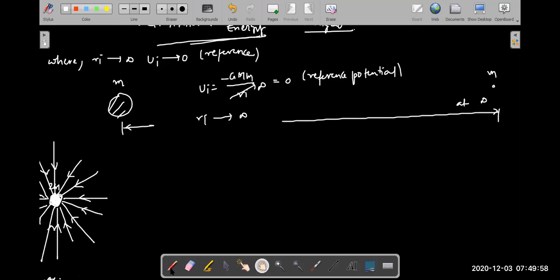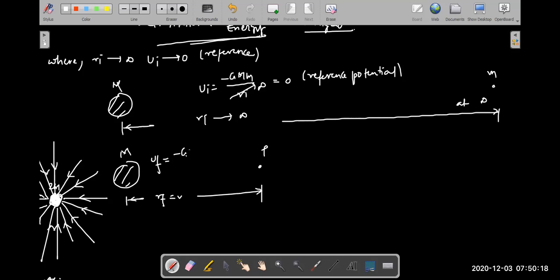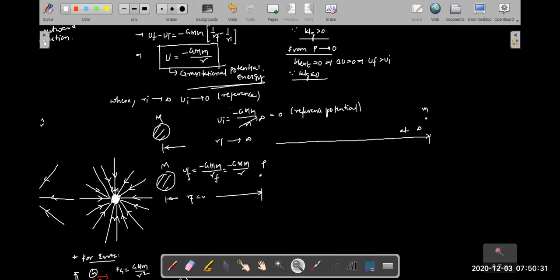Now, with respect to that, when you bring it into the vicinity of block M of mass capital M, if you bring it to a point P at a distance R, let's say R final is equal to R, then the final potential energy is equal to minus G capital M small m by R final. So that is minus G capital M small m by R. Always we take the reference potential to be 0. So with respect to that, we talk about gravitational potential energy at a point which is at a distance r.